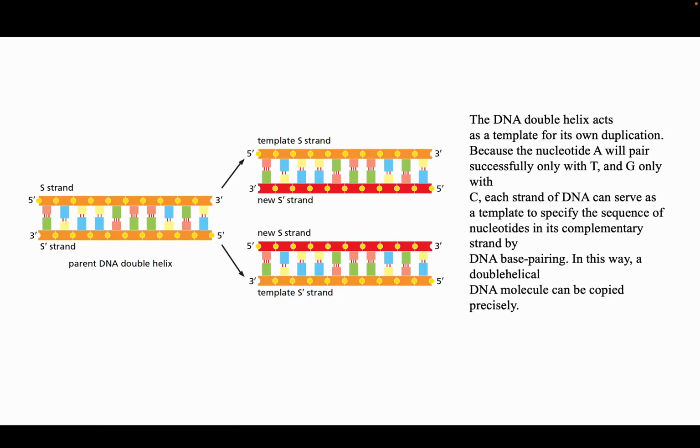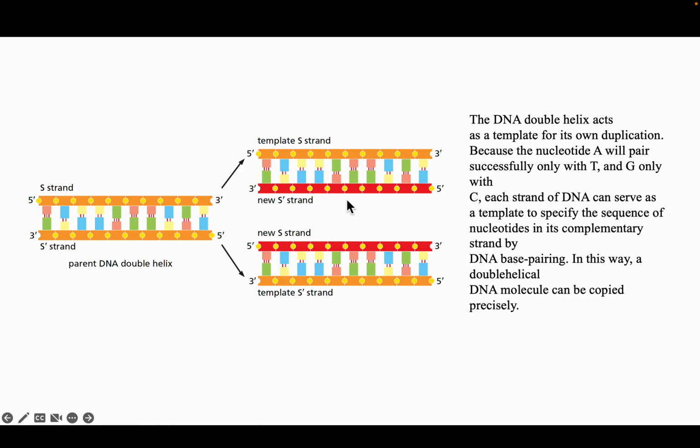Now we will come to DNA replication. In the DNA double helix, we know that one strand acts as a template strand for its own duplication. You can see this is one strand called S strand, and this is the S prime strand. This is the parent DNA double helix. If DNA replicates, one strand will act as a template to generate another new strand, and so on.